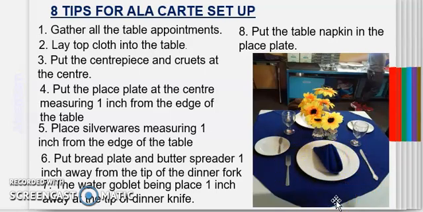Place silverwares measuring 1 inch from the edge of the table. These are your silverwares, the dinner knife and the dinner fork. Put the bread plate and the butter spreader 1 inch away from the tip of the dinner fork. The water goblet is placed 1 inch away from the tip of the dinner knife. Lastly, put the table napkin on the place plate. And that is the 8 tips for a la carte setup.